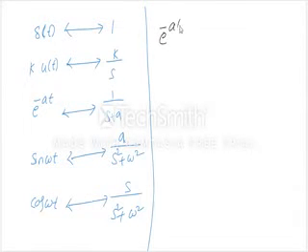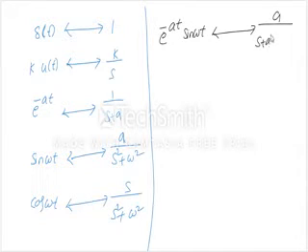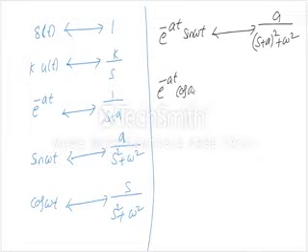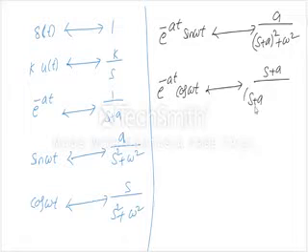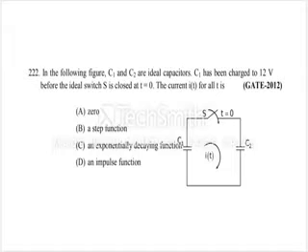So e power minus at into sine omega t has Laplace transform omega by (s plus a) whole square plus omega square. e power minus at into cos omega t is (s plus a) by (s plus a) whole square plus omega square. These are some Laplace transform basics we require. Now see this first problem here.